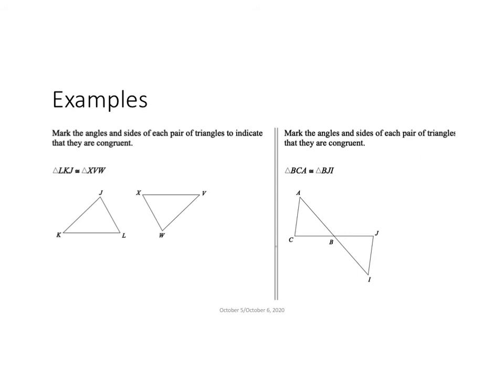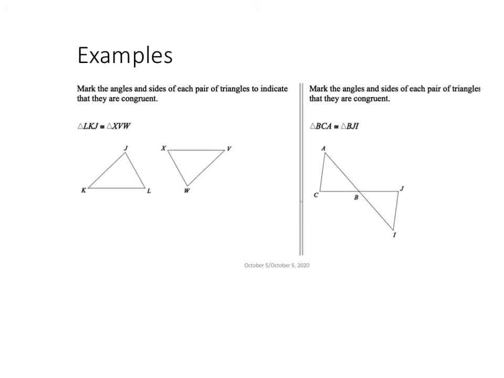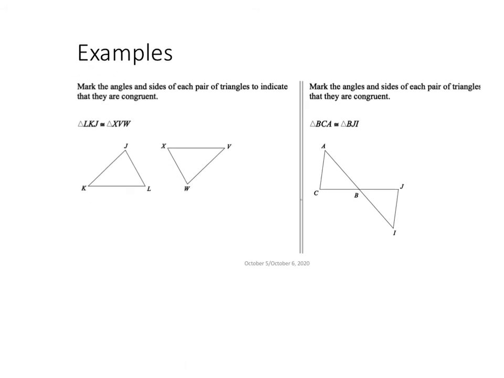All right, and lastly, we're just going to mark up these triangles to show the congruent pieces. So I'm going to actually pick two different colors to use, one for my angles, one for my sides, and I'm going to start with my angles. So angles L and X are the first letters. So those are going to be congruent to each other. So I'm going to put one curved marking through that angle.